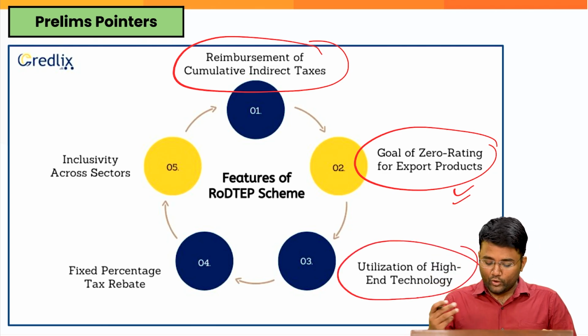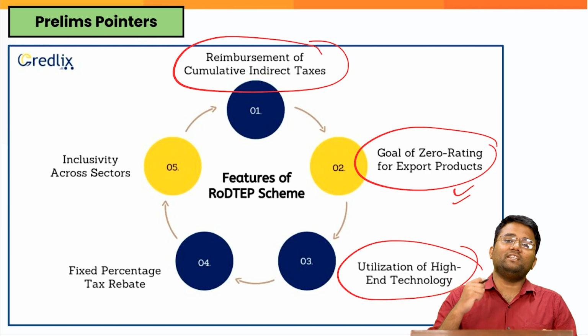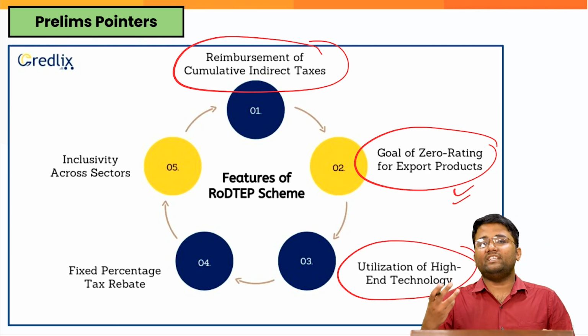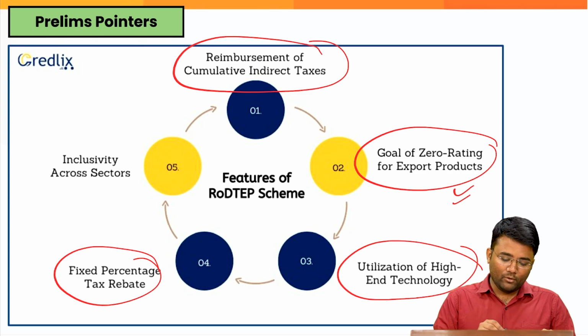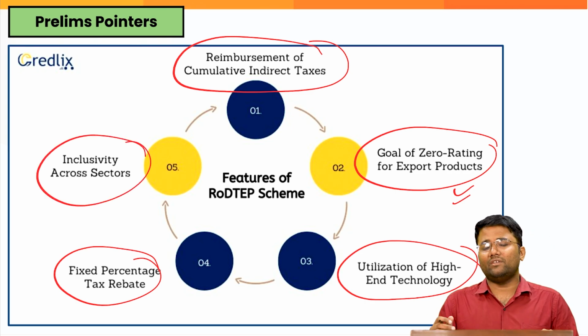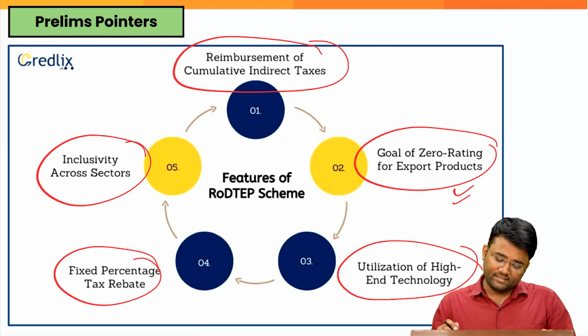It will also lead to utilization of high-end technologies, because the money that companies will be saving, they will be investing that in their technology, in the infrastructure, etc. Also, it will lead to a fixed percentage tax rebate. It will also bring inclusivity across sectors. There is no discrimination that will happen across different sectors.